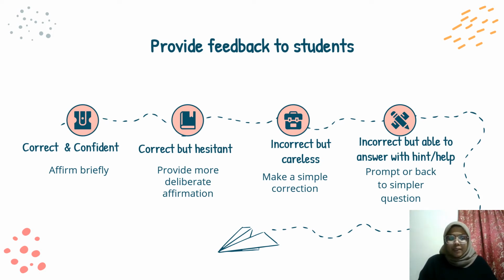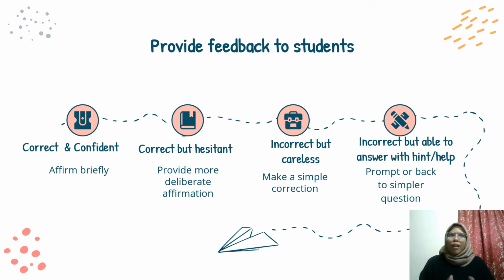Next is incorrect but careless. So the teacher can make a simple correction and try to tell the student that she or he is actually making a careless mistake, so that they will remember and not repeat it. Next is incorrect but able to answer with a hint or help. So the student at first gives the incorrect answer, and the teacher will try to give a hint or help for the student to give a correct answer.